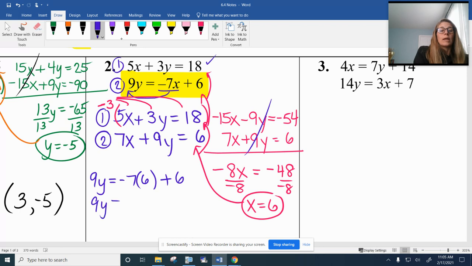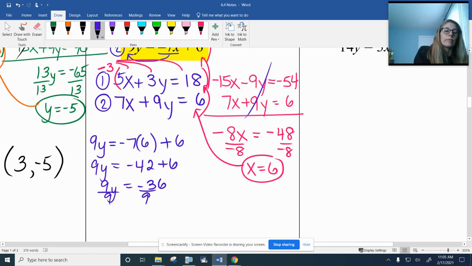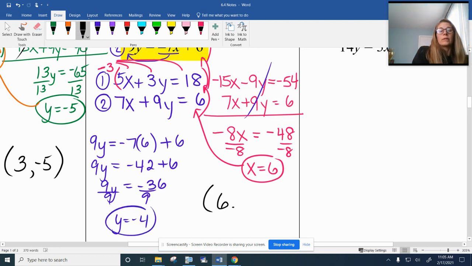So negative 7 times 6 is negative 42. Negative 42 plus 6 would be negative 36. And then I divide by the 9, and that's going to give me y equals negative 4. So then my ordered pair solution, with the 6 being my x value coming first and the negative 4 as my y value coming second.